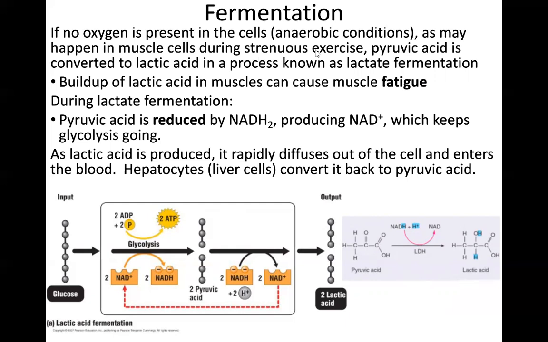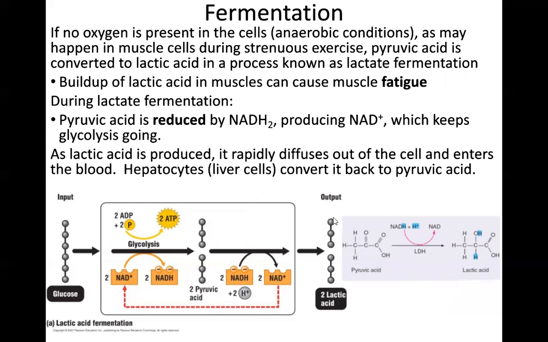Example. So the whole thing I would kind of focus on would be this bullet: why we're doing this, or what's happening. Pyruvic acid is reduced by NADH2 or NADH plus H+, producing NAD+, which keeps glycolysis going, and keeps new glucose molecules going, if you want to think of it that way.